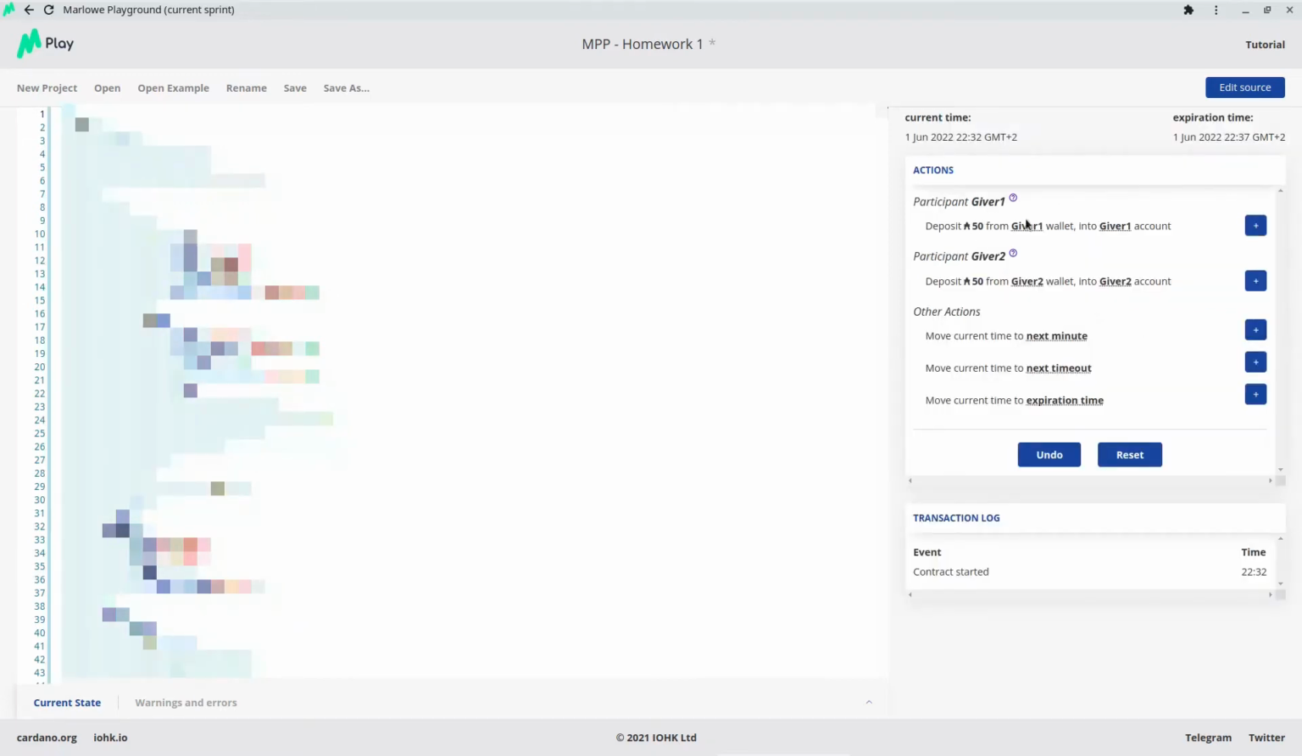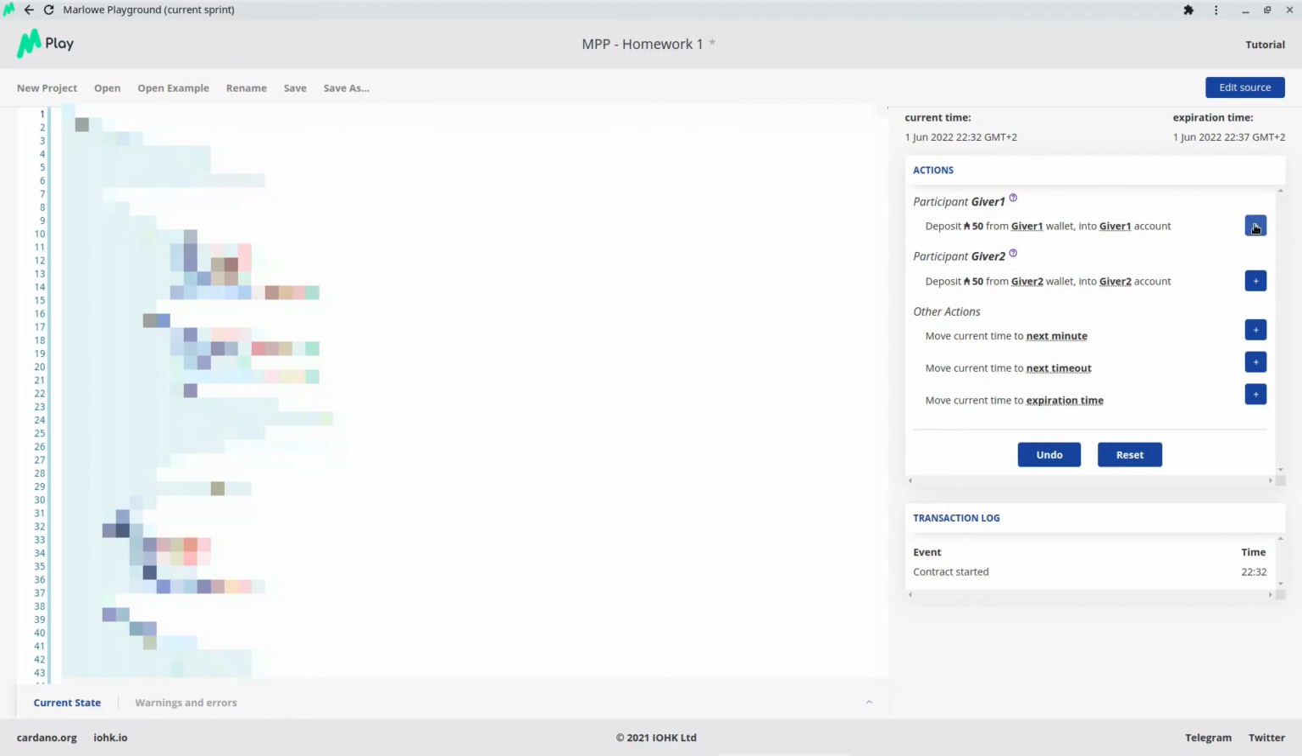Ideally, it should work in a way that either giver one or giver two can make the first deposit. So that would be a case where we have a when clause with two cases, two possible actions. And depending on who does the first deposit, the other one must make the next deposit. So to demonstrate here, both participants, giver one and giver two, can perform an action.